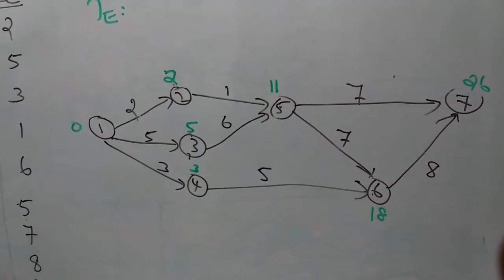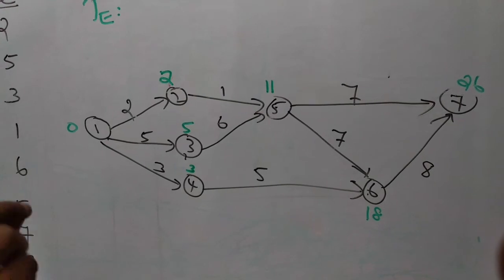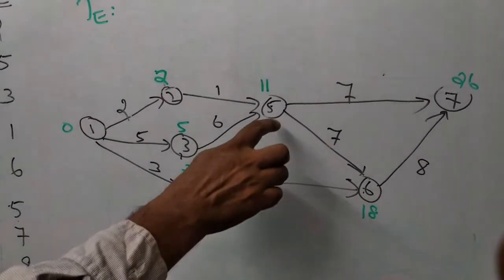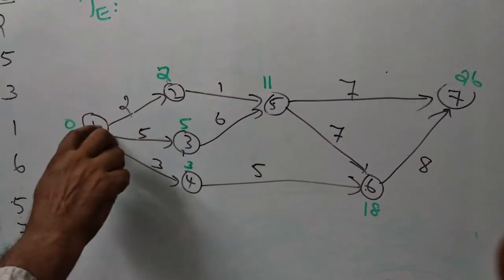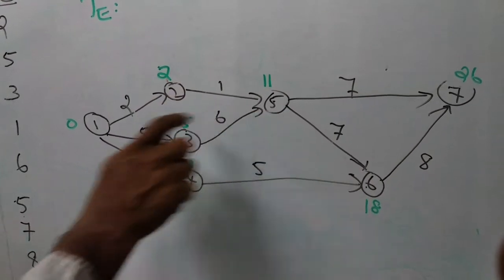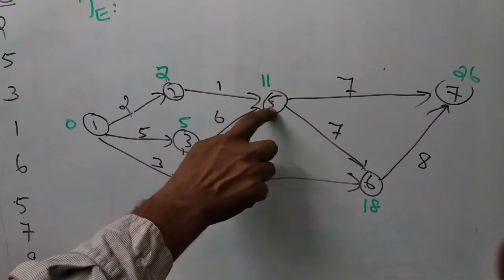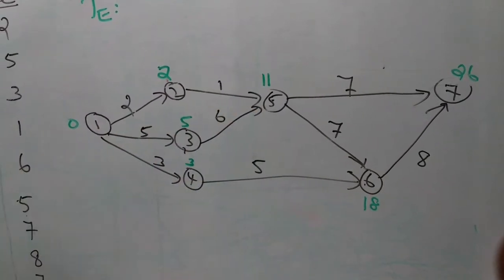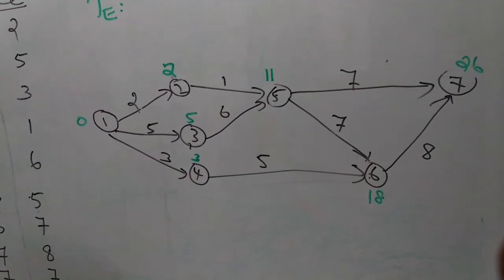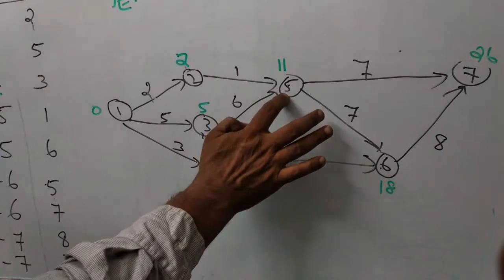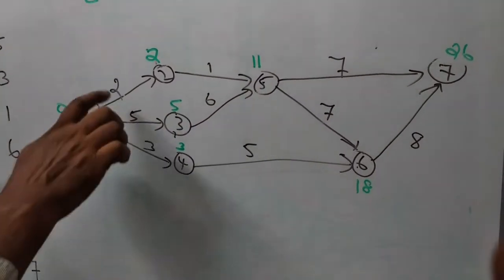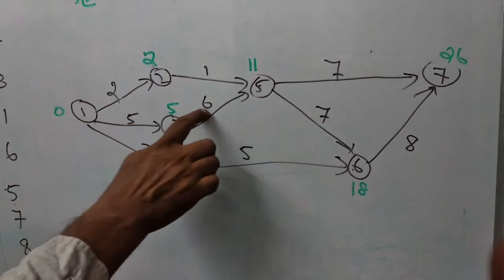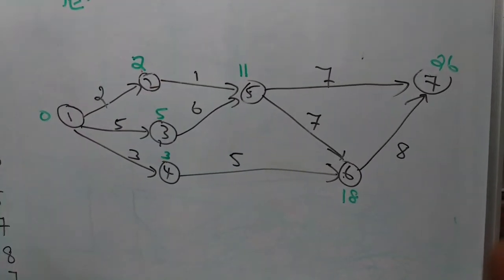Then 5. 5 is a converging event. It can be reached by 2 paths: 1 to 2, 2 to 5, and 1 to 3, 3 to 5. One is 3 and the other is 11. So we use the largest, the minimum time required for the completion of activities up to 5. 2 plus 1, 3. 5 plus 6, 11. So we use 11, the largest time.